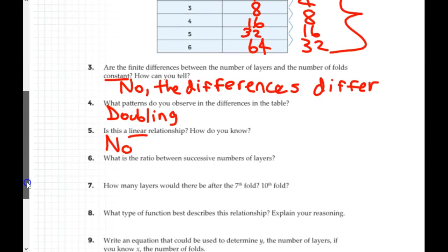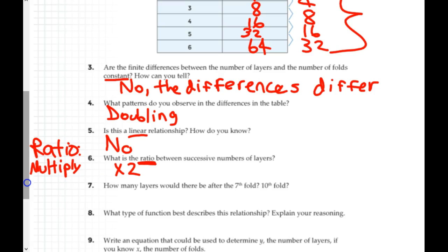So what is the ratio? Now here's the deal. If it's not changing by a difference, by adding or subtracting, then it has what's called a ratio. Okay, so ratio is when you multiply or divide by a number. So since we are multiplying by 2 each time, what is the ratio? 2, okay?